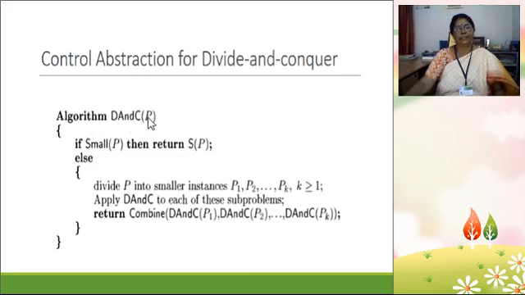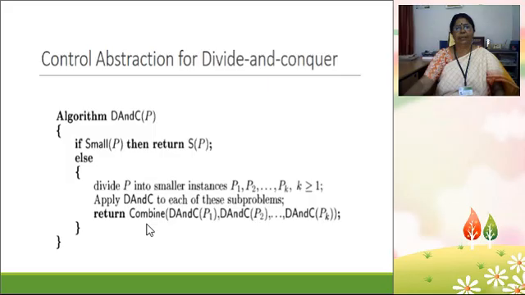P represents the given problem. If Small(P), then return S(P). This statement means if the problem is small enough to find a direct solution, then return the solution. Otherwise, divide the problem into smaller instances, P1, P2, up to Pk. Apply divide and conquer to each of these subproblems. Return the solution after combining the solutions to all the subproblems.